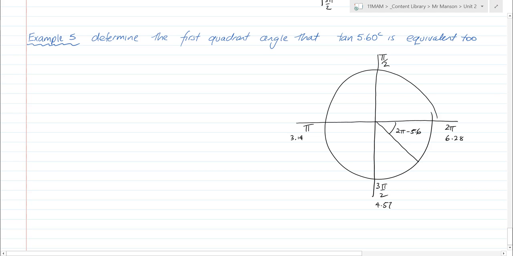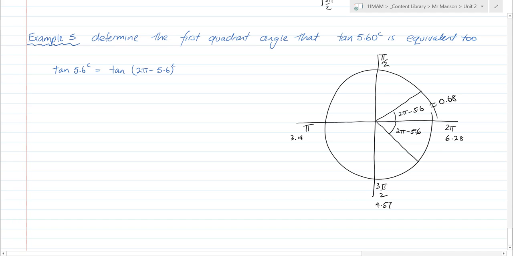Whatever that is, it's about 0.68, if I do the 6.28 minus 5.6. But you know what, I want to keep things exact if I can. So I'm going to stick with the 2 pi minus 5.6. That's equivalent to this, which is just 2 pi minus 5.6, which is approximately equal to 0.68. And so that means that tan of 5.6 radians is equal to tan of 2 pi minus 5.6 radians.